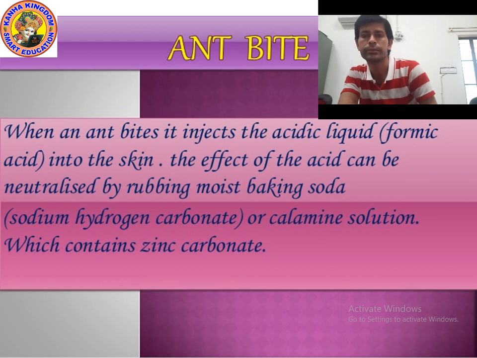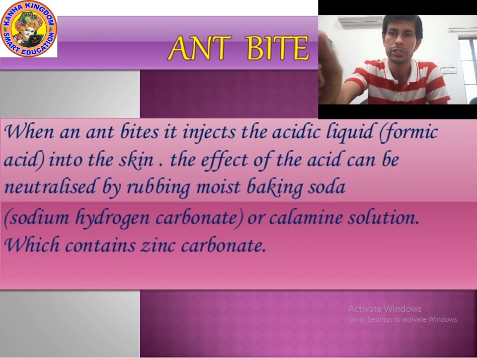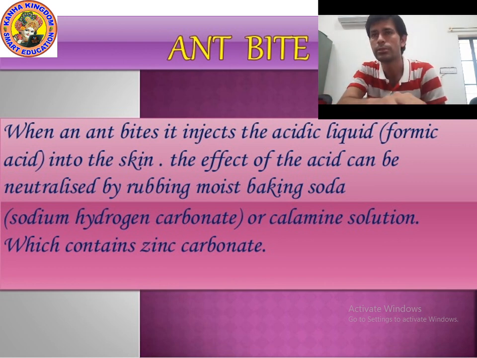Yes, an ant releases formic acid when it bites. Then what happens? When an ant bites, it injects an acidic liquid, known as formic acid, into the skin. So due to this acid, we feel rashes, and redness may be possible on the skin.